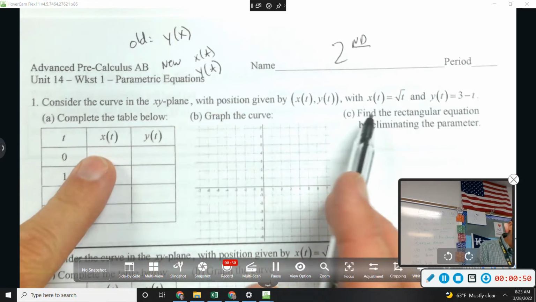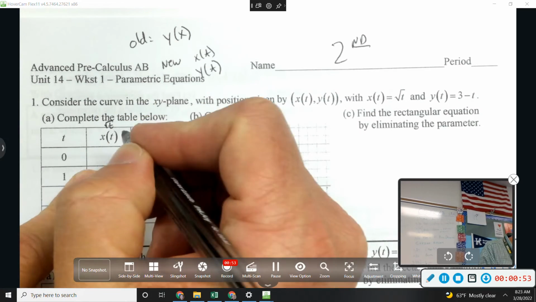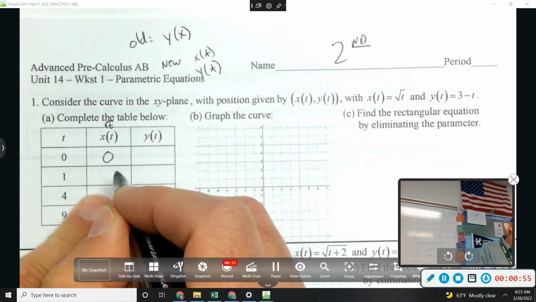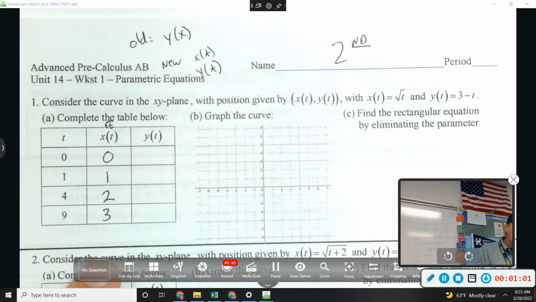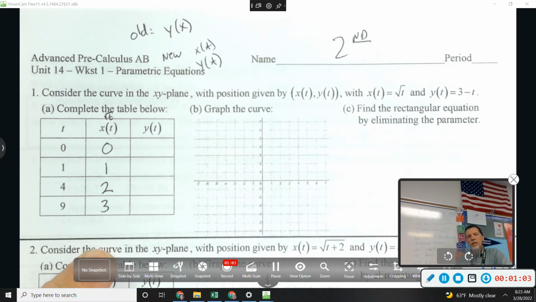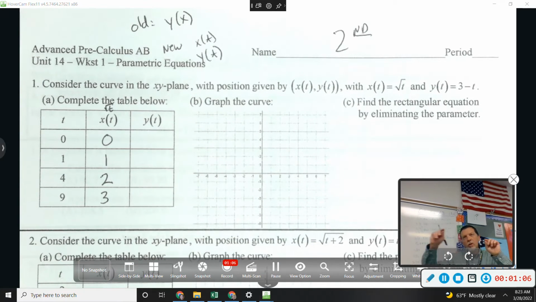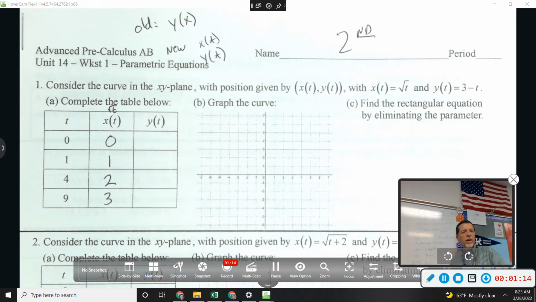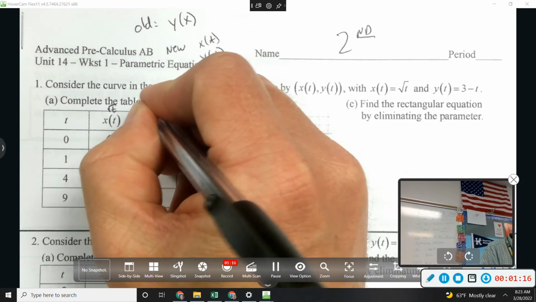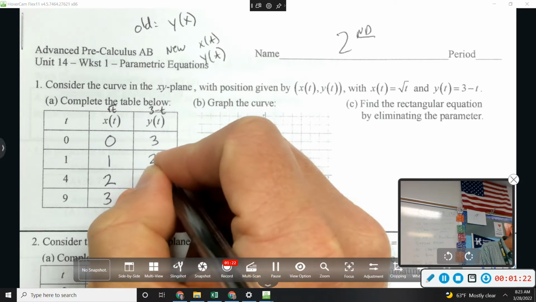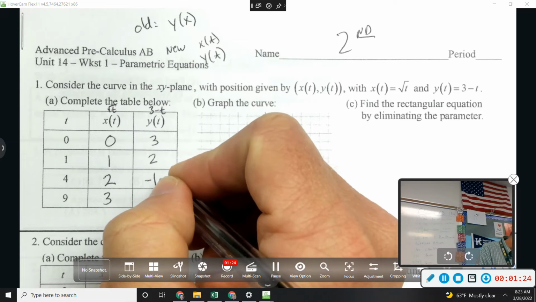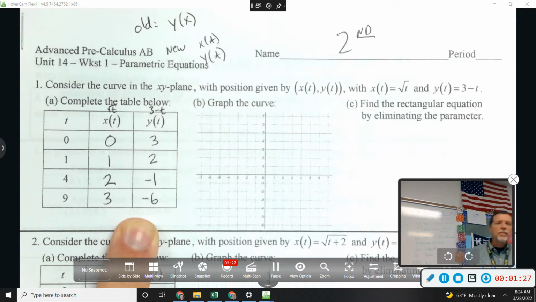All right, so number 1, x of t is the square root of t. So the square root of 0 is 0, square root of 1 is 1, square root of 4 is 2, square root of 9 is 3. And I think we figured out that rather than going row by row, it's probably easier to go column by column. So get all the x's. That way your brain is constantly taking square root. Then do all the y's. 3 minus t. So 3 minus 0, 3 minus 1, 3 minus 4, and 3 minus 9.